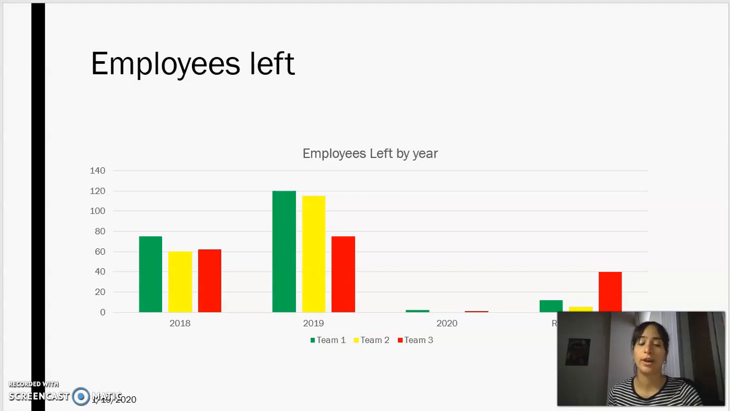So we were able to, as you can see, in 2018, no more than 100 people left in any of the teams. But in 2019, on team 1, this is the green color, around 120 employees left. And that's a really high number for a company that is not that big in the location that it is right now.